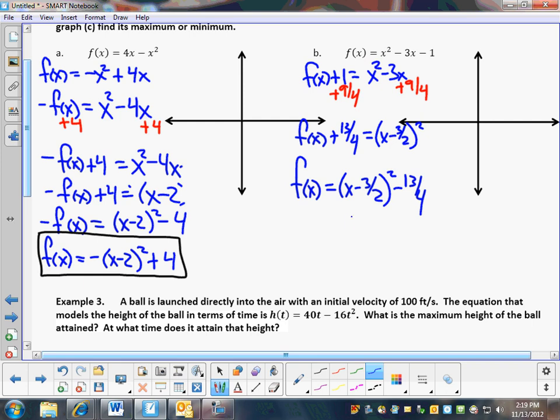3/2 is 1.5. 13/4 is 3.25. And it's a negative. So I'm going to plot those. We got 1.5, negative 3.25. Does it go up or down? Goes up because it's positive. Does it have a min or a max? What's the minimum value? Negative 3.25.